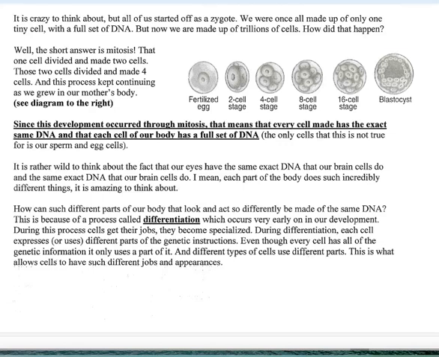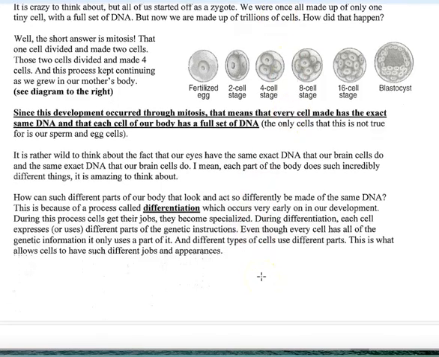So the cells in my eyes turn on the genes for sight. The cells in my brain turn on the genes for thinking. The cells in my reproductive system turn on those genes that are used to reproduce. So every cell has the exact same DNA, but certain DNA is turned on depending on where it's located and what its job is.